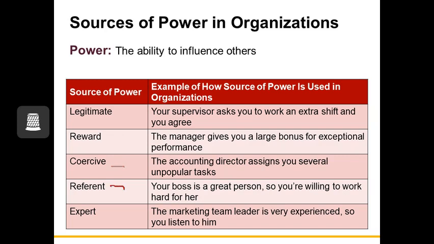Referent power is power that comes from our desire to identify with a person. This desire comes from positive traits of the individual. Finally, expert power comes from a person's knowledge or expertise in an area. For example, if a human resource manager tells us that we need to change our hiring process so we don't get sued, even if the human resource manager doesn't have authority over our processes, we're going to follow their guidance because we trust their expertise and they have expert power.